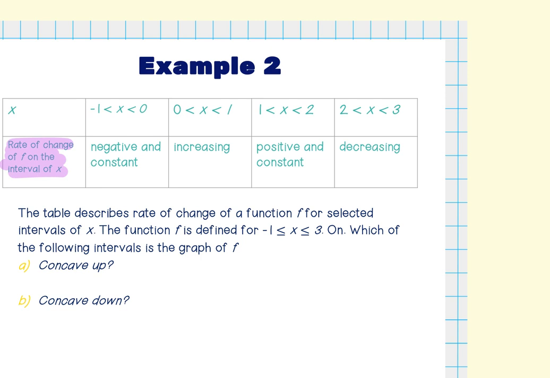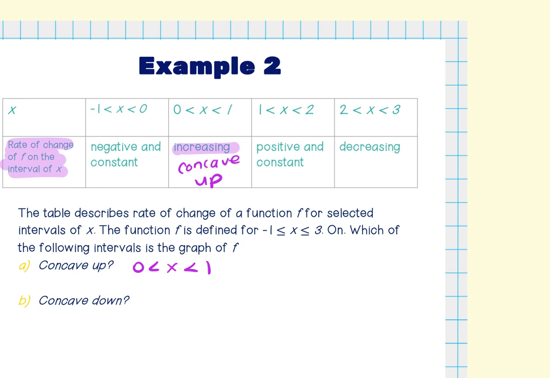So negative and constant and positive and constant actually have no bearing on concave up or concave down. What we're looking for are the words increasing and decreasing. If the rate of change is increasing, what is it doing? Concave up. And so this is from 0 is less than x, which is less than 1. Remember all that practice we did with interval notation? Go back to inequalities. We're going to use inequalities here instead of interval notation. Not that you'll never see it again, but for these, we go back to our inequality notation.